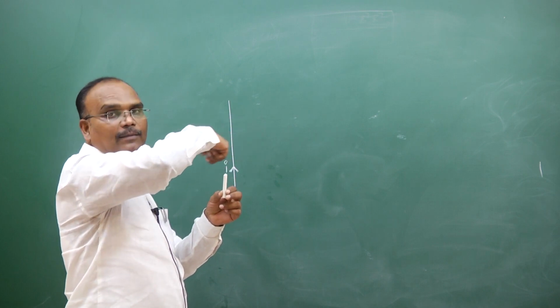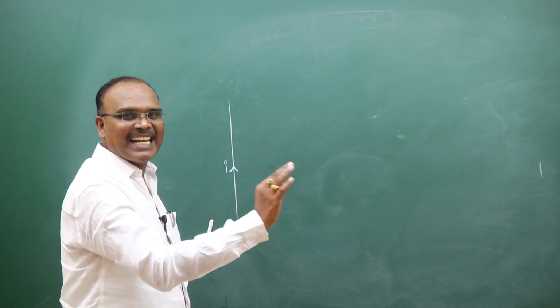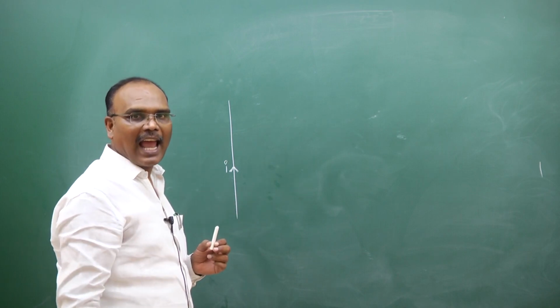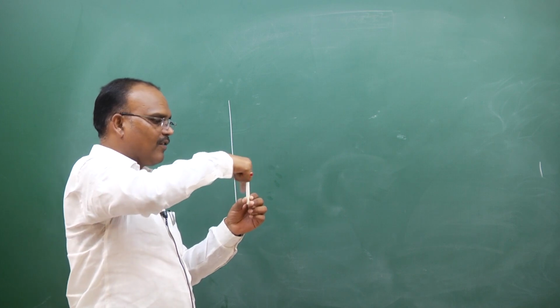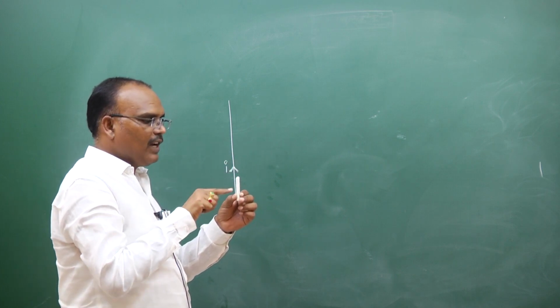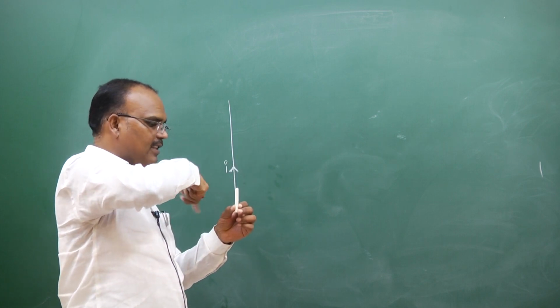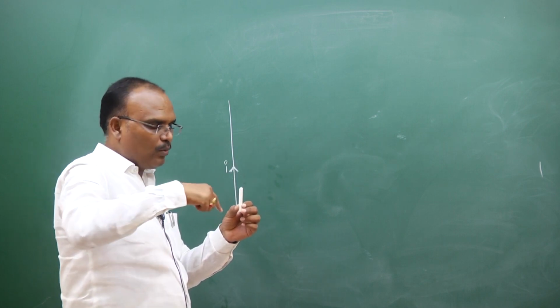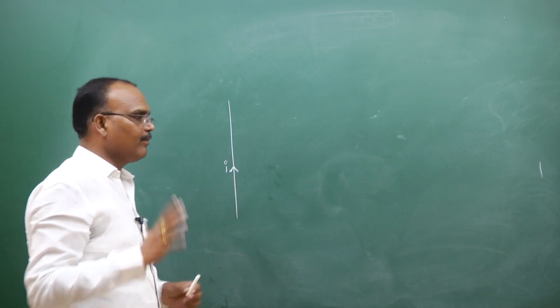Magnetic field is a vector. The direction of magnetic field can be known by drawing a tangent to a magnetic field line. Imagine this is a magnetic field line. Here the field is in this direction, here in this direction, here in this direction. Here the field is towards you. Here it is inclined, so we should draw a tangent here.